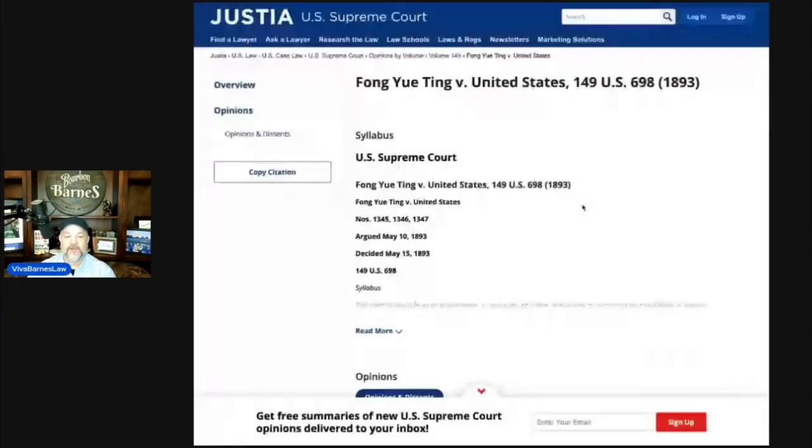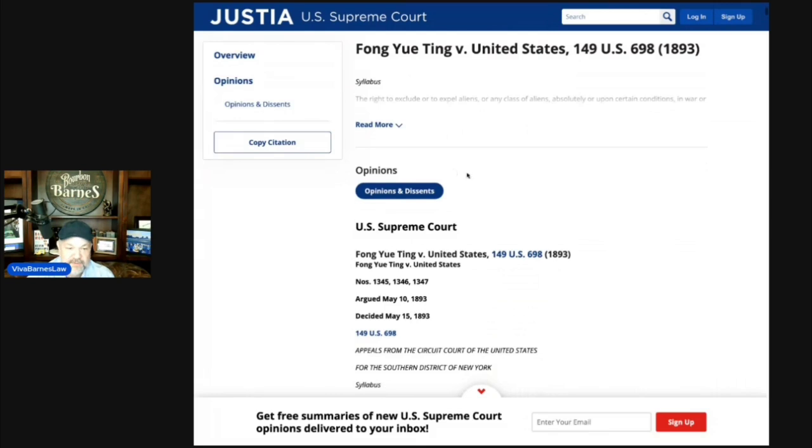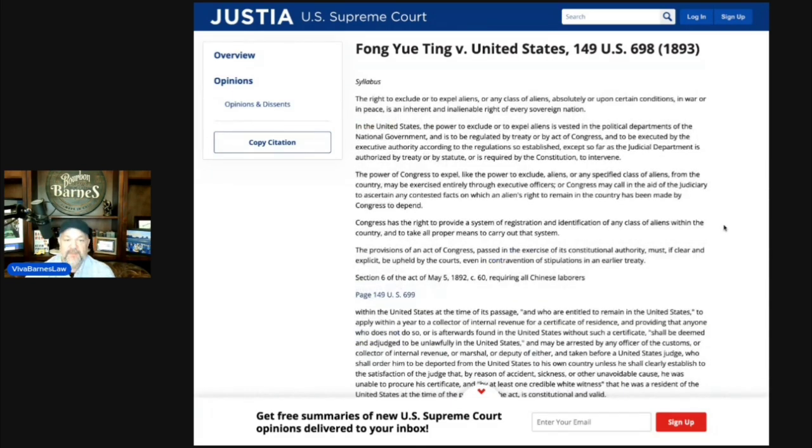Now let's go to the next one. Here we go. We will go to Fong Yun Ting. Fong Yun Ting versus the United States, 149 U.S. 698, decided in 1893, again by the Supreme Court of the United States. Note, we'll start with the syllabus.